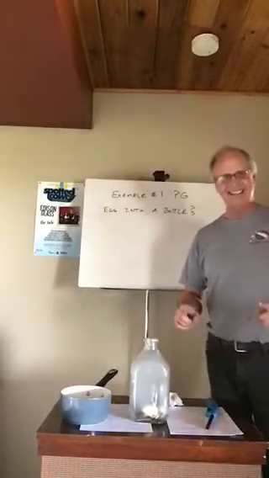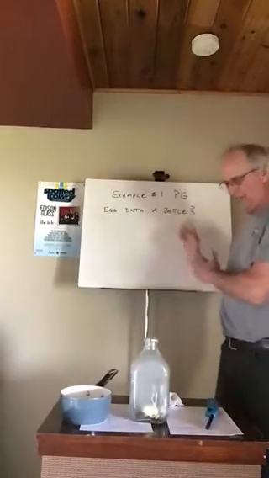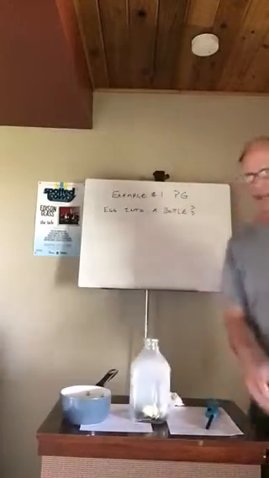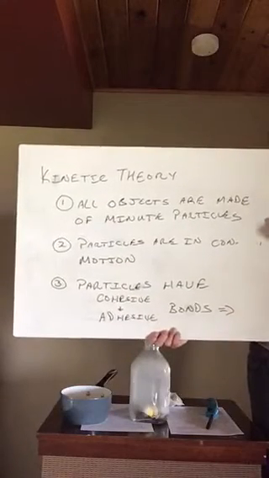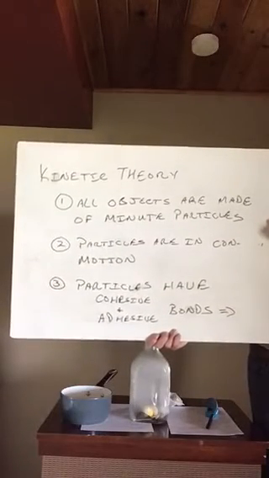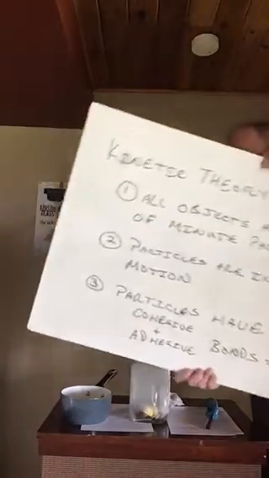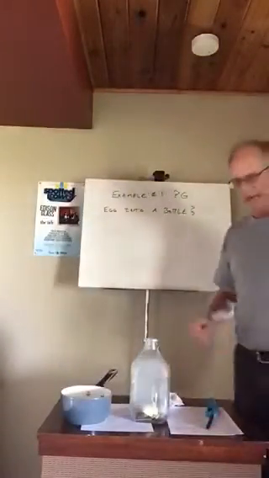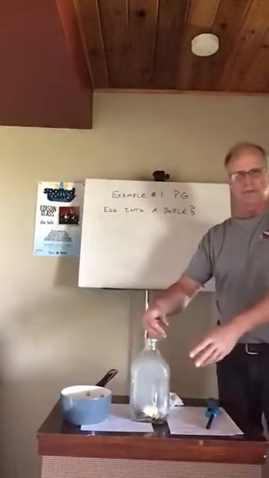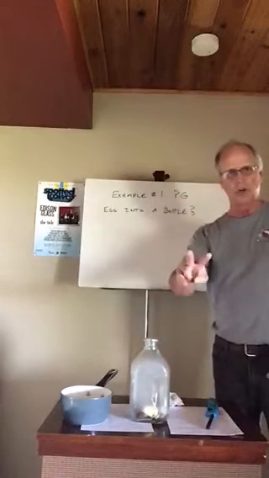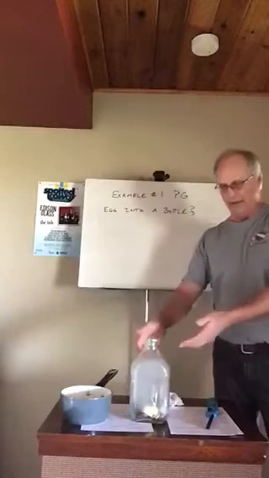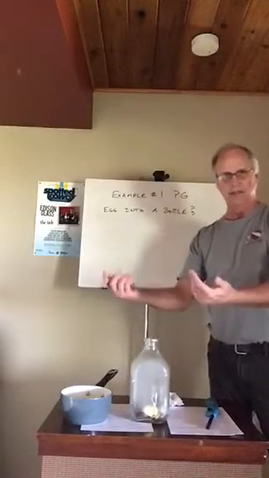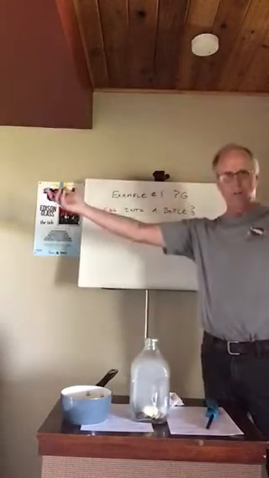The next thing is, how does this relate to kinetic theory? Now remember, kinetic theory is all objects have minute particles, they're in constant motion, and they have cohesive and adhesive bonds. So number one, we had a lot of air particles in this tube. Okay, part number two is that they got hot and they started moving faster and leaving the jar. Because it was a high pressure in there, they go to the low pressure on the outside.